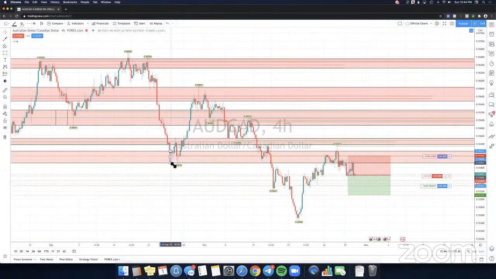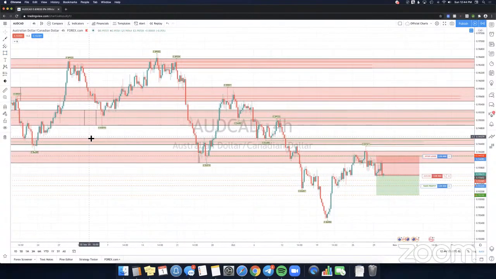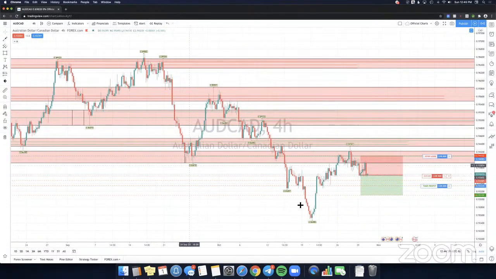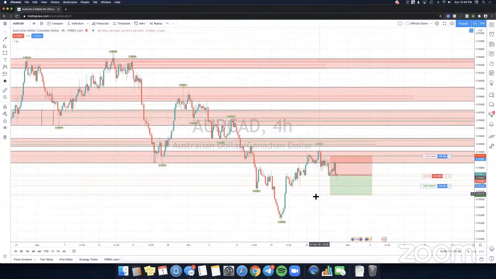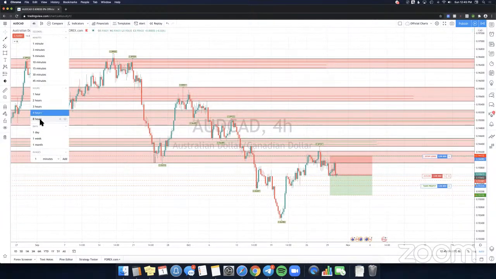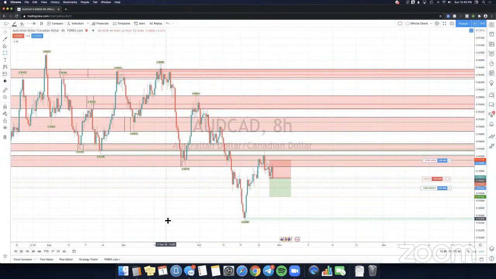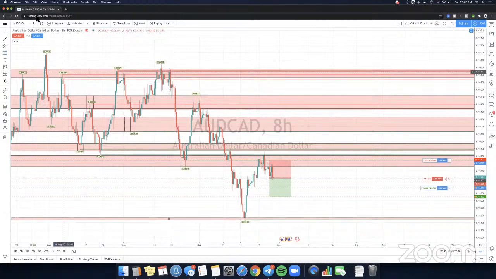So I'll probably just make this one big zone right here, and then I'll connect these zones down here. And in this situation right here, we don't have a lower zone. So what I do is I go on the higher time frame. I'm currently on the 4 hour, I'm going to go on the 8 hour, and then I'm going to draw my zone down here, because we always want to have a lower zone and an upper zone from where price currently is.